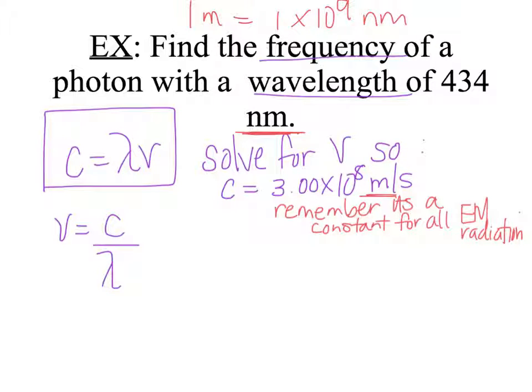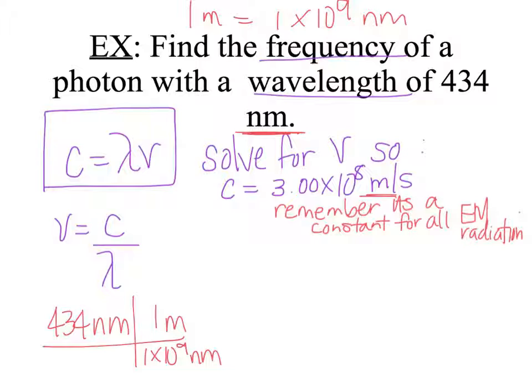conversion. So we're going to start with the 434 nanometers and we're going to do our little grid, and we know that there's 1 times 10 to the 9th nanometers in 1 meter. Okay, so pause the video and do that in your calculator, and then start it to see if you get the right answer. So that should come out to 4.34 times 10 to the negative 7 meters.